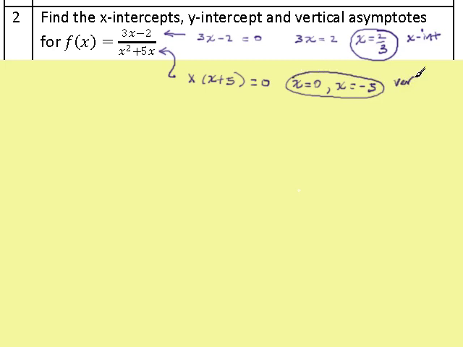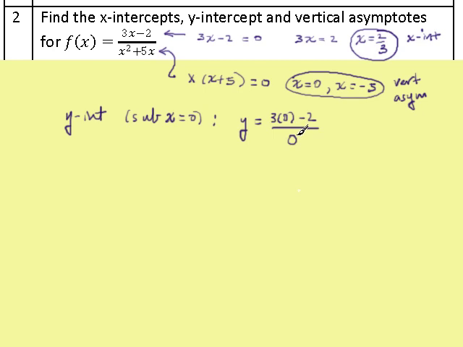Those are our vertical asymptotes. And now we just want the y-intercept. So for the y-intercept, we just sub in x equals 0, and we have y is equal to, if we sub in 0, let me just write it out, 3 times 0 minus 2 over, actually we get a denominator of 0. So there is no y-intercept.